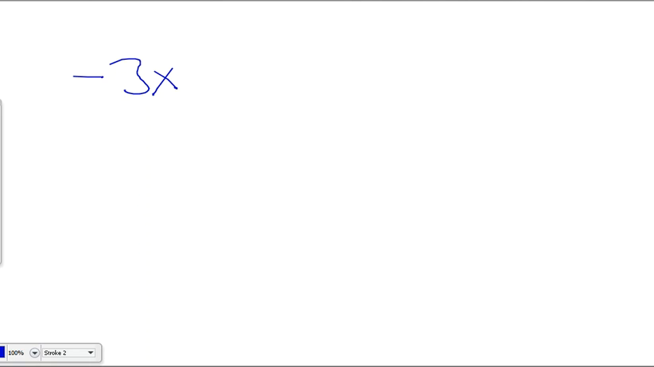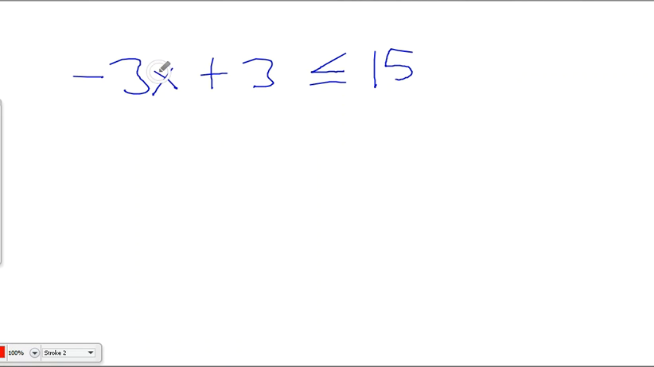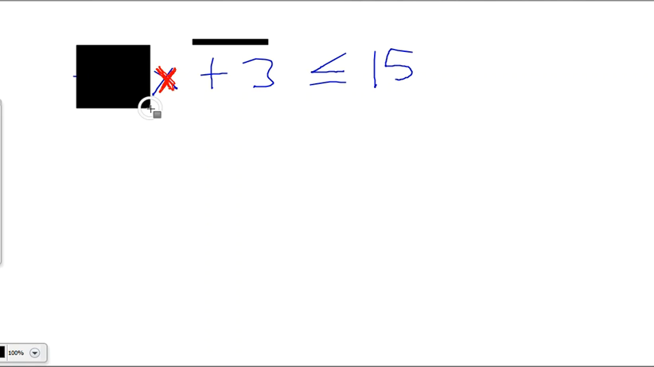So if we have negative 3x, I'm going to try and write one just like your quiz. Plus 3 is less than or equal to 15. Okay, so if we want to solve this inequality for x, you guys can see that the x is right here on the left-hand side of our inequality, which means if we want that to be by itself, we have to get rid of the plus 3. We also have to get rid of the multiplication of negative 3. That's how x is going to end up alone.